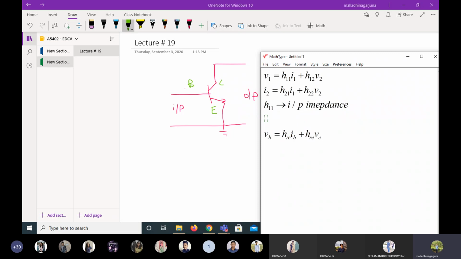H12 is the reverse voltage gain. These are the terminologies of H11 and H12. H21 is the forward current gain.